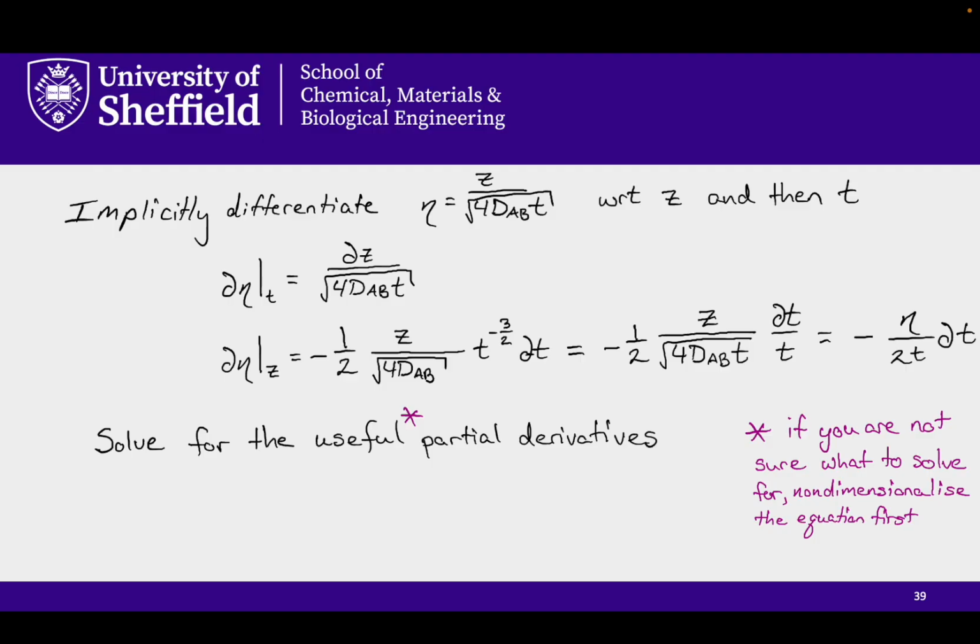Now we're going to solve for the useful partial derivatives, and if you're not sure what's useful, you can continue to non-dimensionalize the governing equation, and then you'll see what you need to solve for. But from experience, we kind of know we're going to want to solve for d eta dz at constant t and d eta dt at constant z. So we simply rearrange the above expressions to do this.